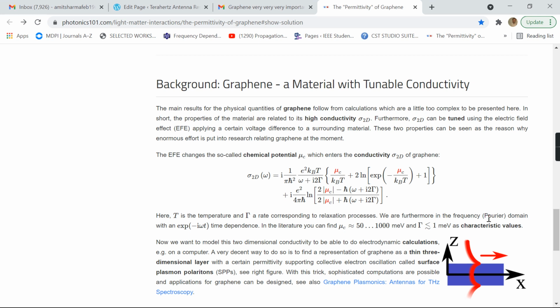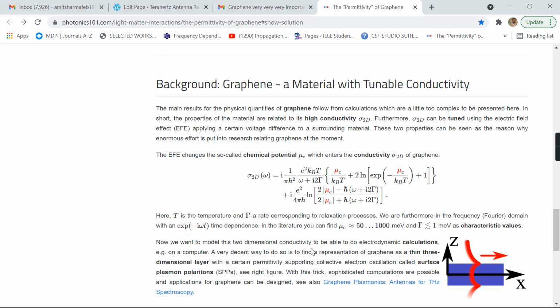We are furthermore in the frequency domain with an exponential of minus i omega t time dependence. So they are explaining the time dependence in terms of e raised to the power minus i omega t. In the literature, you can find mu c approximately equal to 50 to 1000 milli electron volts. So they are giving the characteristic value of chemical potential, that it should be around 50 to 1000 milli electron volts, and the scattering rate value should be less than or equal to 1 milli electron volt.